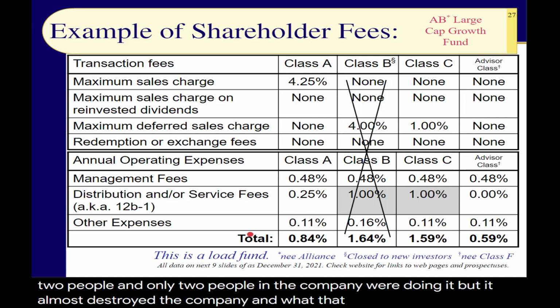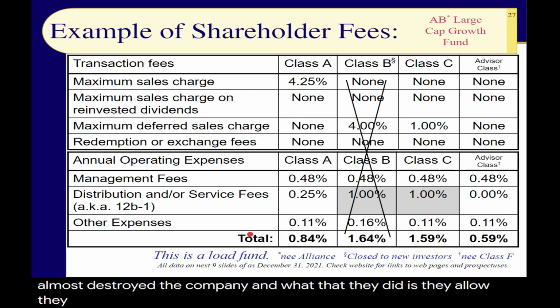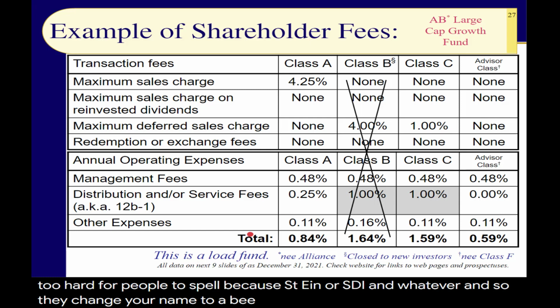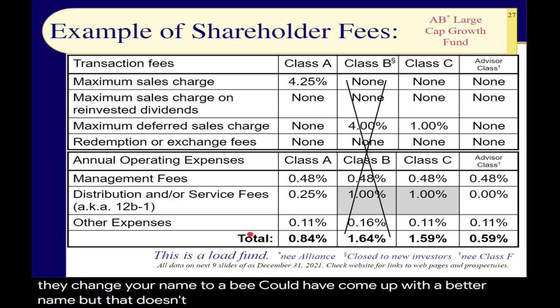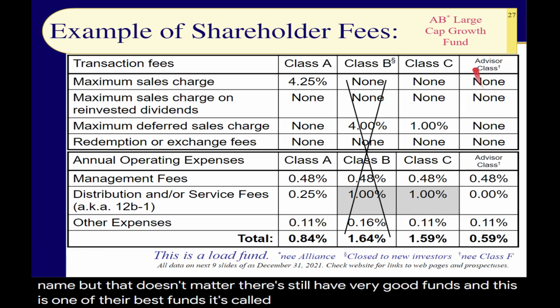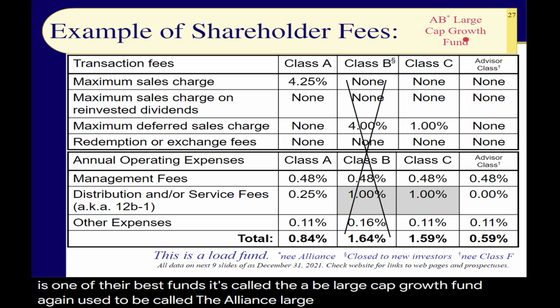And what they did is they merged with a company called Bernstein. So they were called Alliance Bernstein. And I guess that was too hard for people to spell, because is it S-T-E-I-N or S-T-I-E-N or whatever. And so they changed their name to AB. I think they could have come up with a better name, but that doesn't matter. They still have very good funds. And this is one of their best funds. It's called the AB Large Cap Growth Fund. Again, used to be called the Alliance Large Cap Growth Fund.